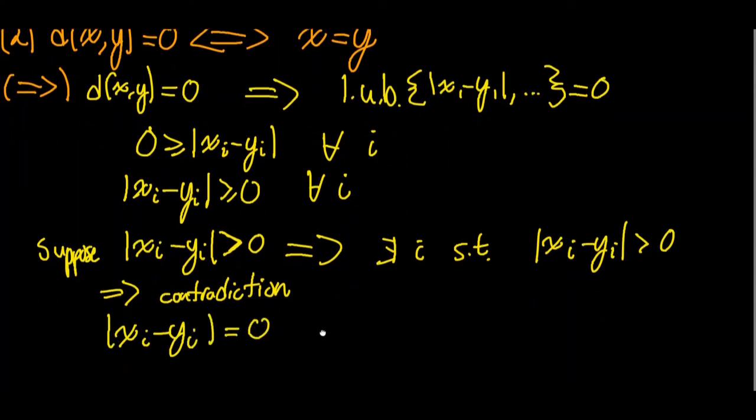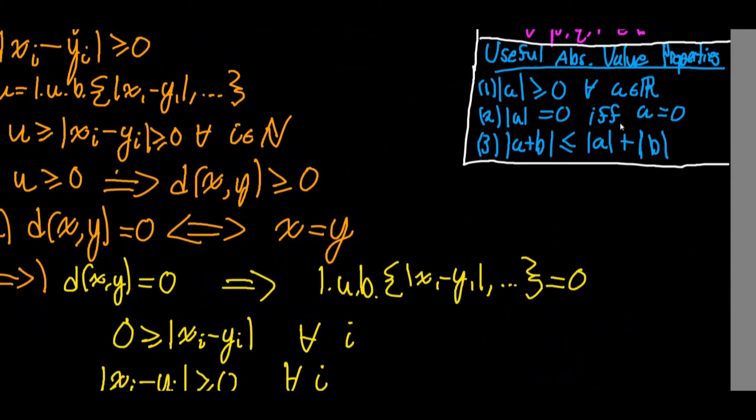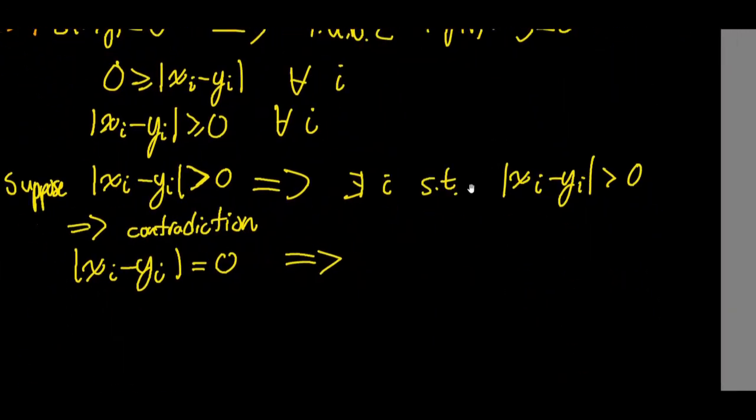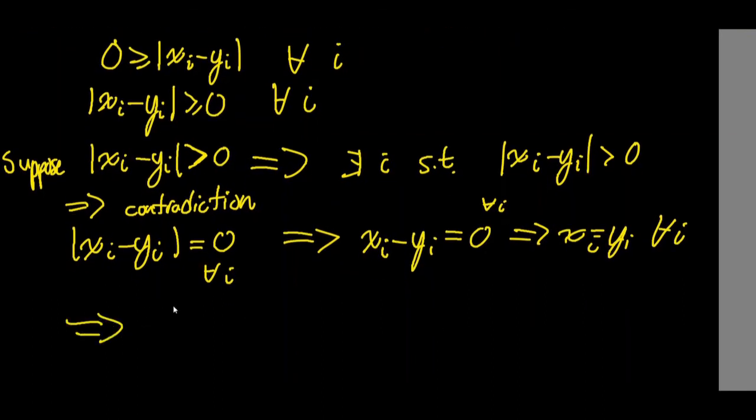must equal 0. And this is by a property of absolute value. Remember, the absolute value of an element is equal to 0 if and only if that element is equal to 0. So that implies that xi minus yi is equal to 0 for all i, which implies that xi is equal to yi for all i, which implies, again, by our definition of equality of vectors, which applies also to equality of sequences, that the sequence x is equal to the sequence y. So that's what we wanted in going this direction.